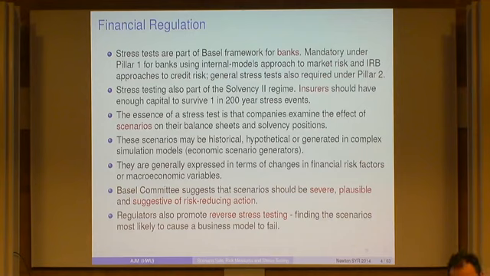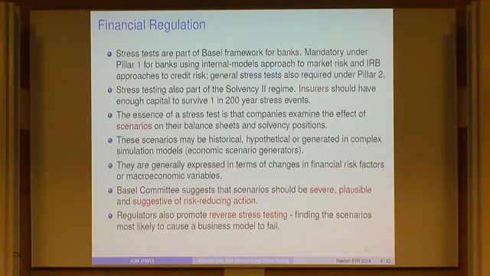So perhaps its prices fall by 30%, there's some shift of 2% in the yield curve, GDP falls, and all kinds of other things go wrong at the same time. So the scenario could be historical, it could have happened, it could be hypothetical, it hasn't happened, but you're asked to think about it. It could be generated in an economic scenario generator.